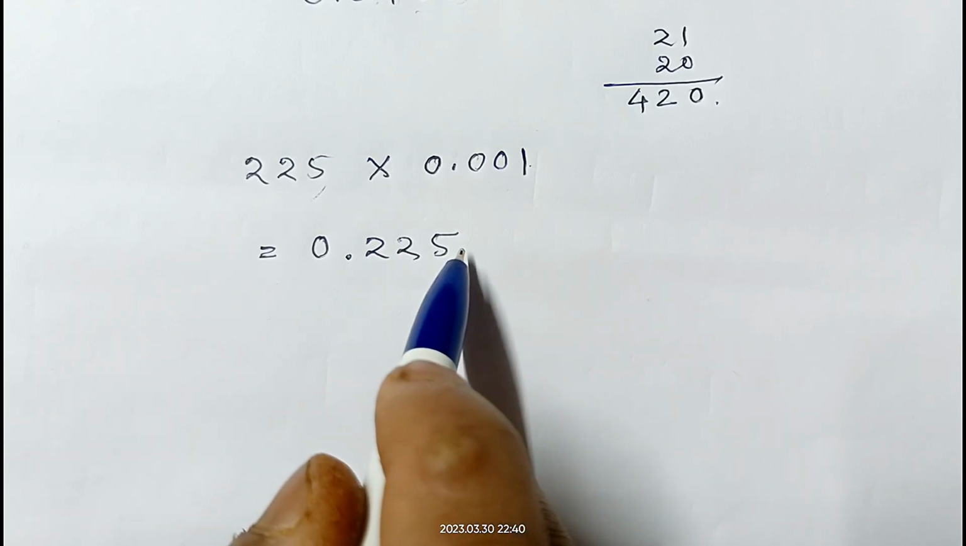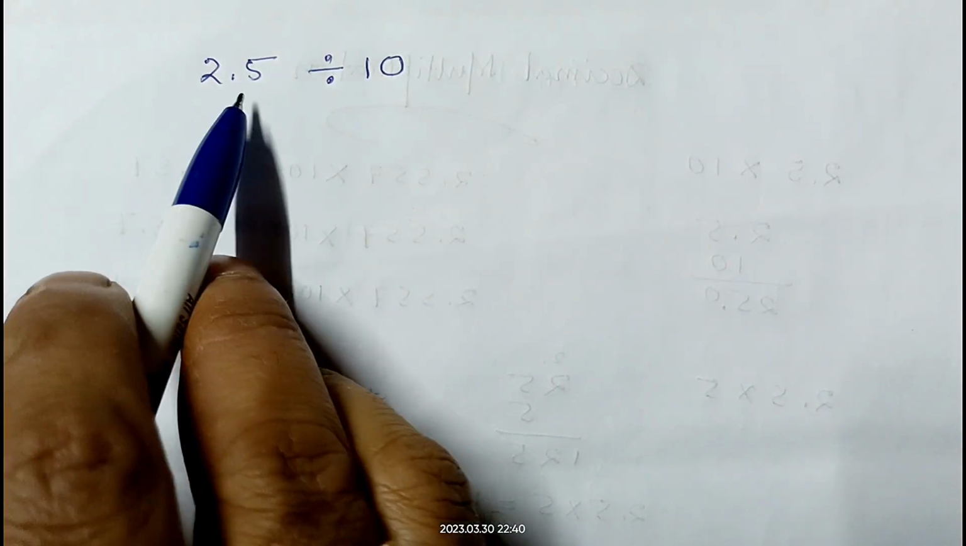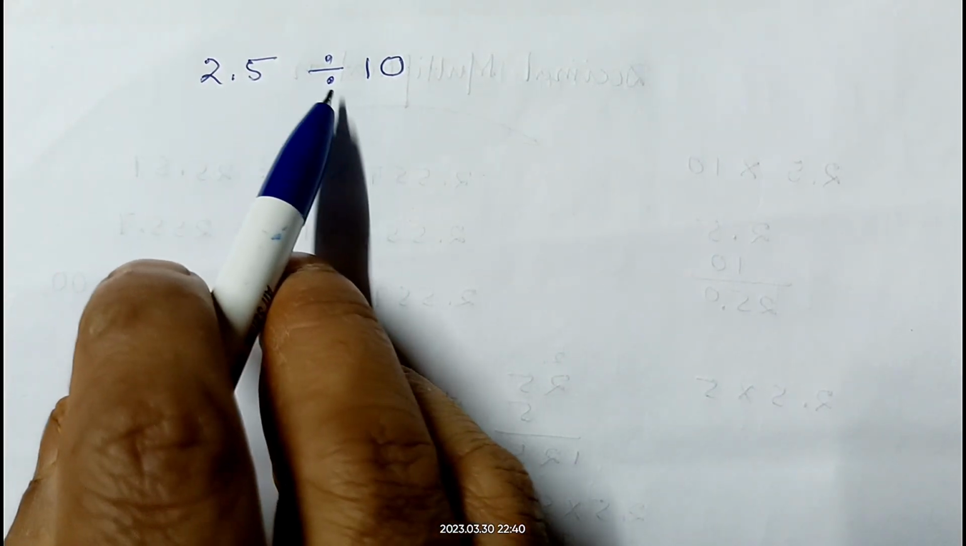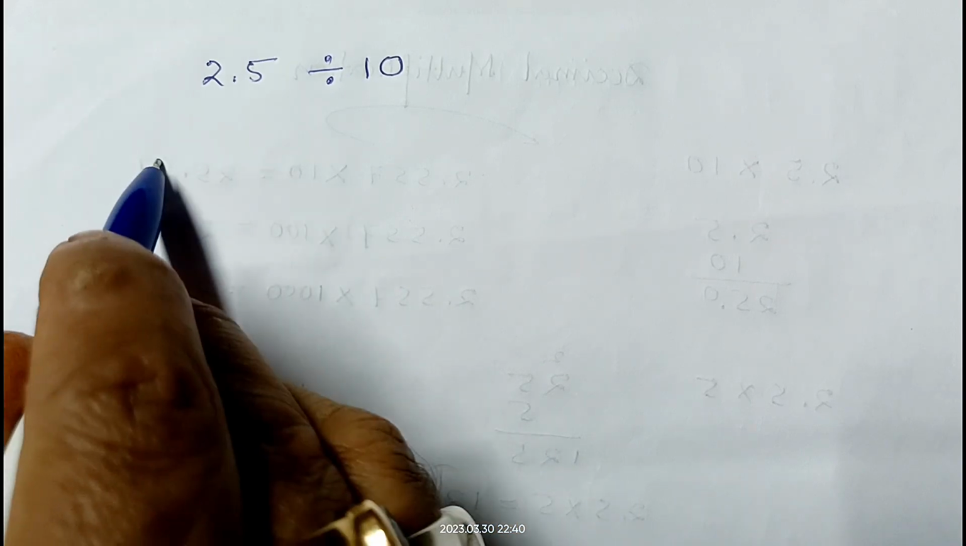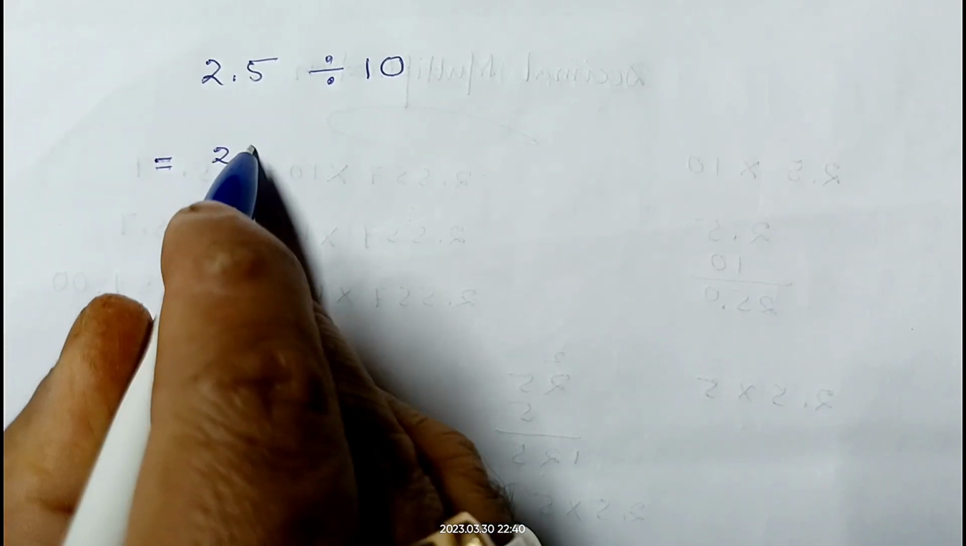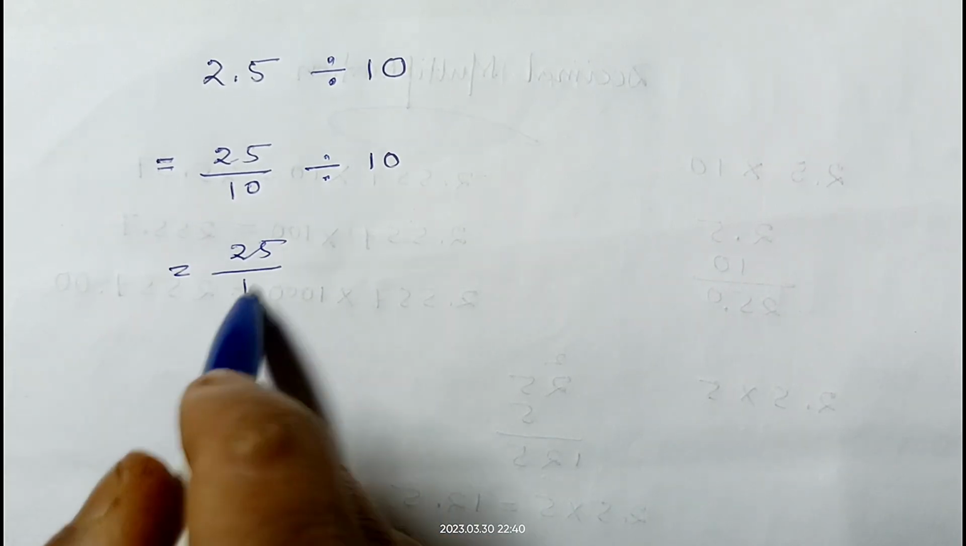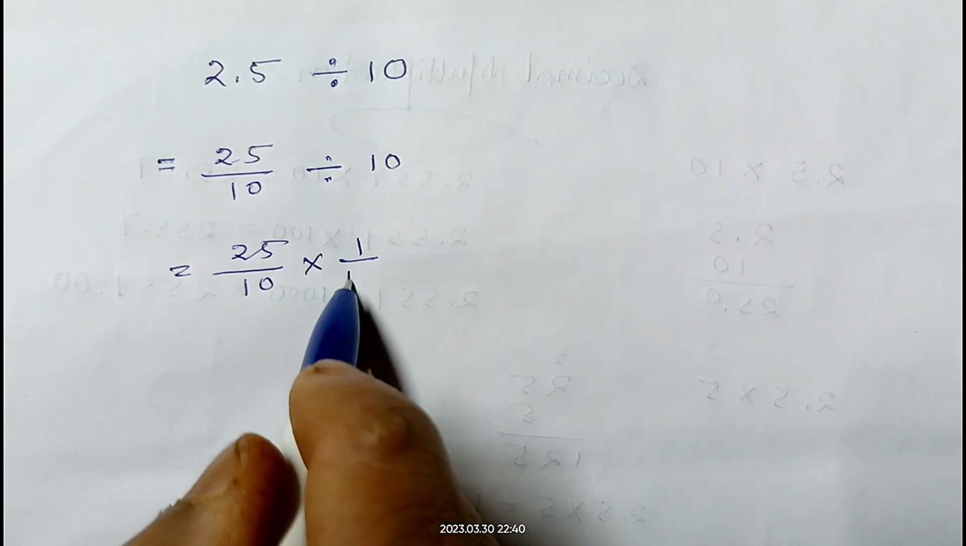Now I am going to show you how to divide decimals. Suppose I want to divide 2.5 by 10. This can be done in different ways. One easiest trick is that 2.5 can be written as 25 by 10, divided by 10, which can be written as 25 by 10 into 1 by 10.